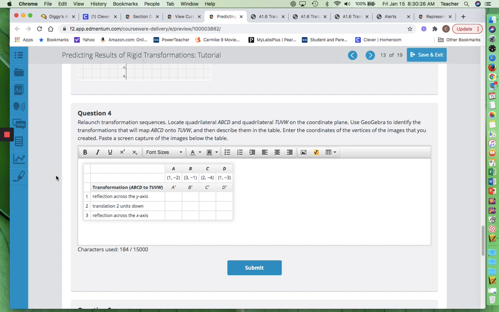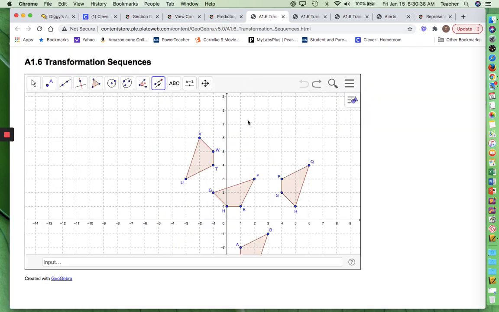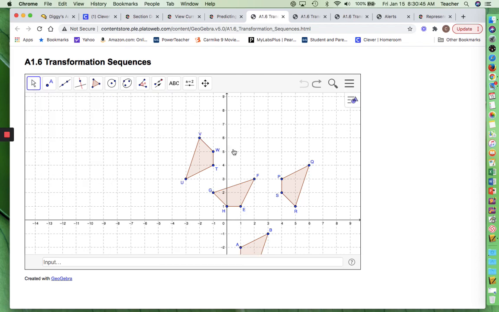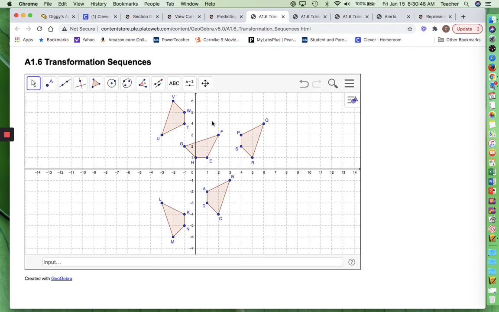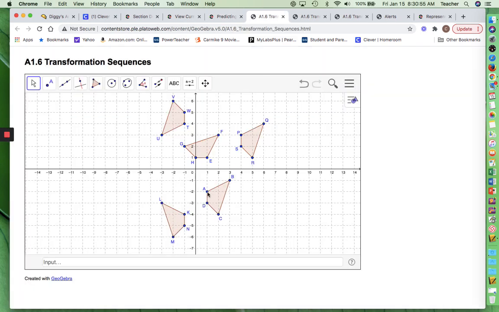Relaunch transformation sequences. Question number 4. Locate ABCD in quadrilateral TUVW. Well, they don't give me an option to launch it, so I guess I got to go back to one of these and just undo until I get back to my original figure. All right, so I undid everything. So I'm going from ABCD to TUVW. So I'm going way up here.